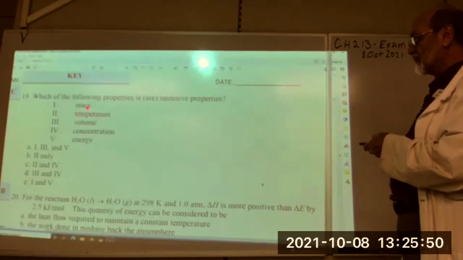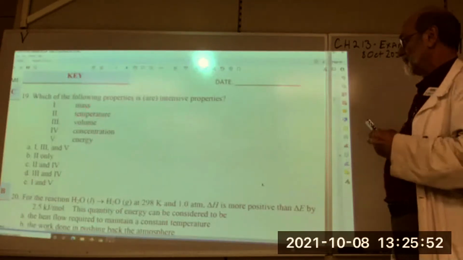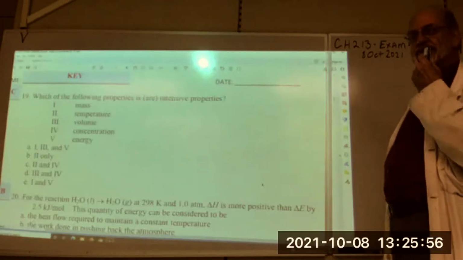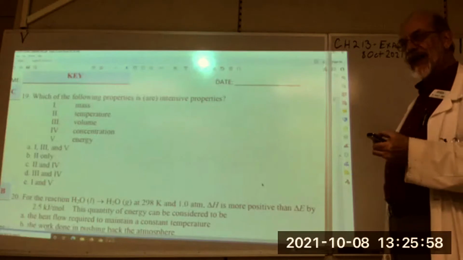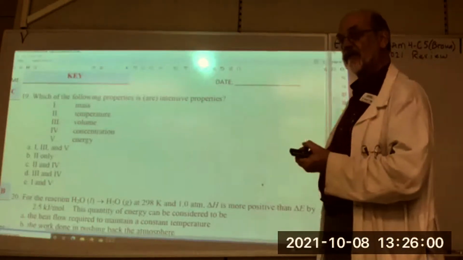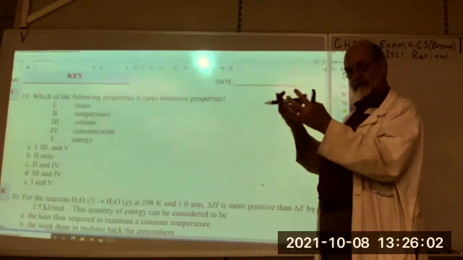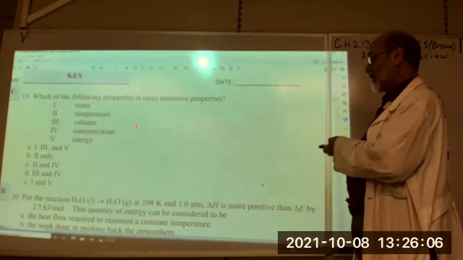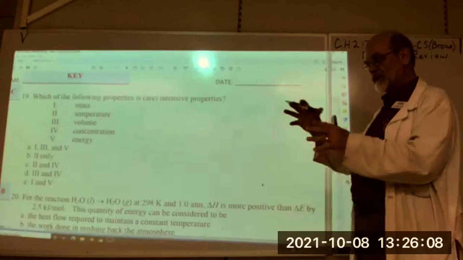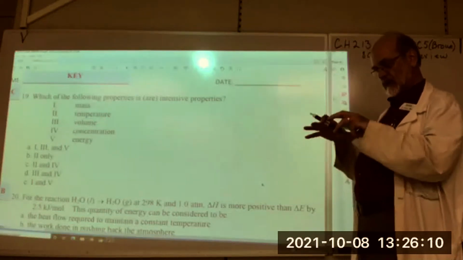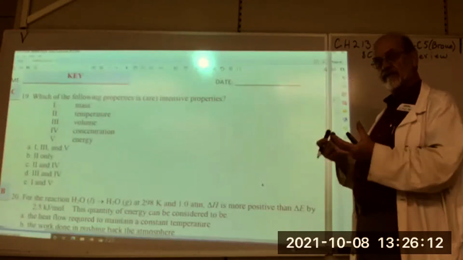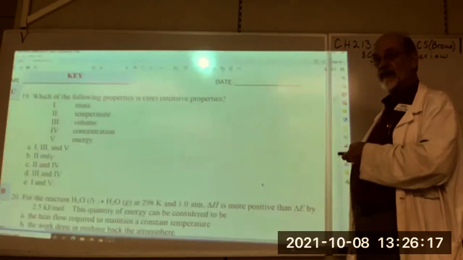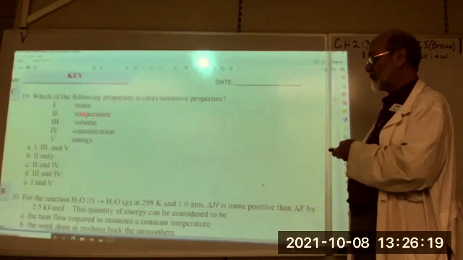How about temperature? What is temperature? It's a measure of the average kinetic energy of all the particles in the substance. And if you measure the temperature anywhere in a substance that's equilibrated for its heat, then the temperature will not be different. It'll be the same everywhere. So that is an intensive property right there.